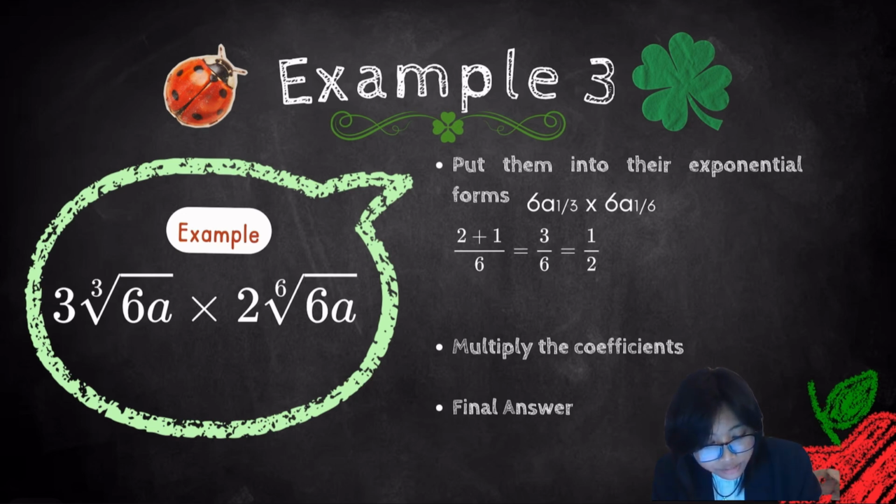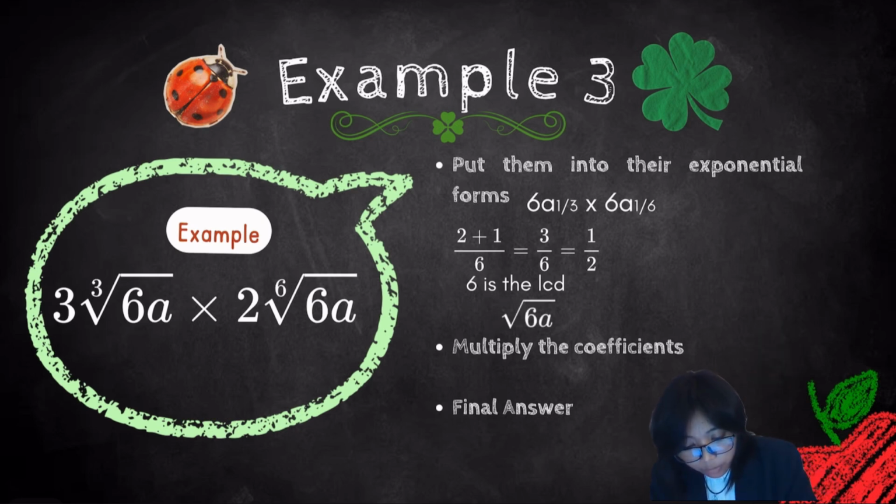With 6 being the LCD, 6 divided by 3 is 2, times 1 is 2. 6 divided by 6 is 1, times 1, still 1. And we would get 3 over 6. We can simplify this further by dividing it by 3, so this is going to be 1/2. Then our product would basically just be 6a raised to 1/2, which in radical form is the square root of 6a. And then after that, we just multiply these two whole numbers, and we get 6.